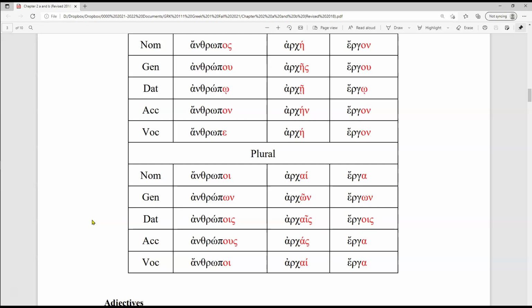Now, if you have this chart, you're just adding T's in front of all of it to get the article, except in the nominative, instead of a tau, you get a rough breathing, both singular and plural. But otherwise, if you have this chart, you have the definite article chart. These two charts are essential. 65% of all the nouns in the Greek Bible belong to this chart.